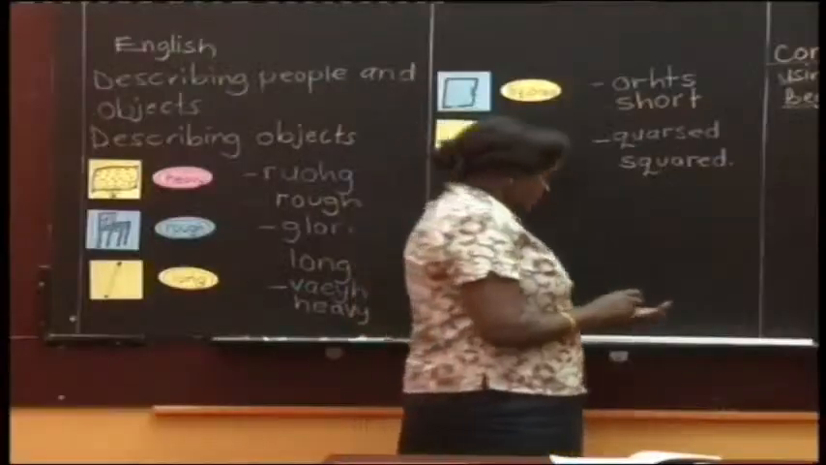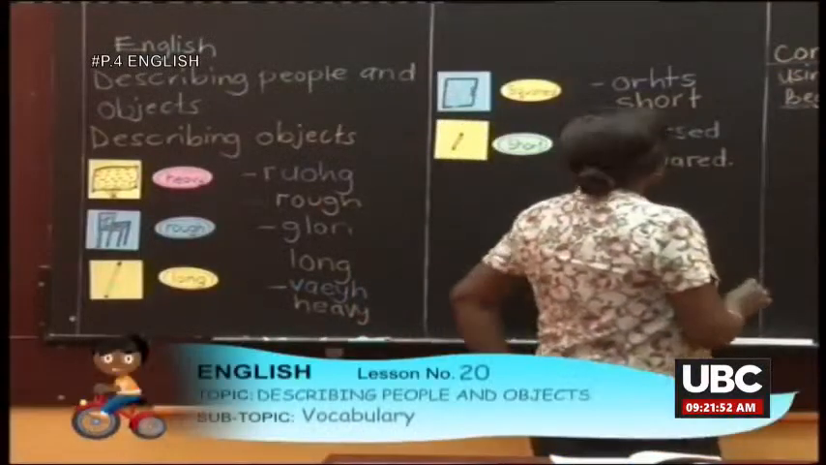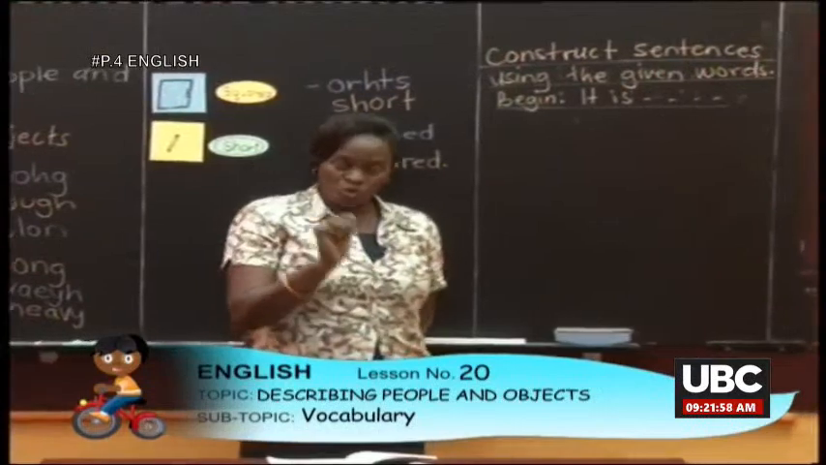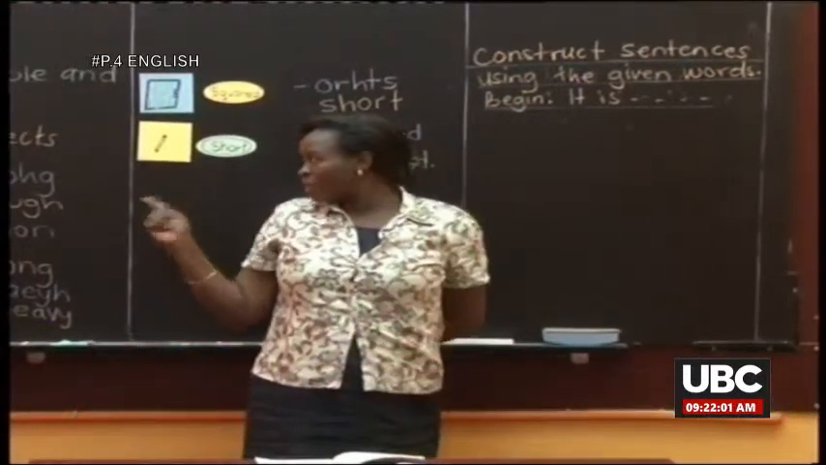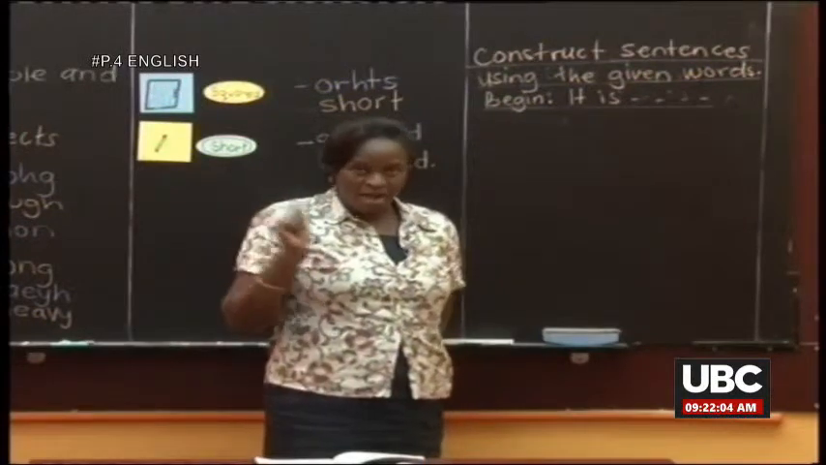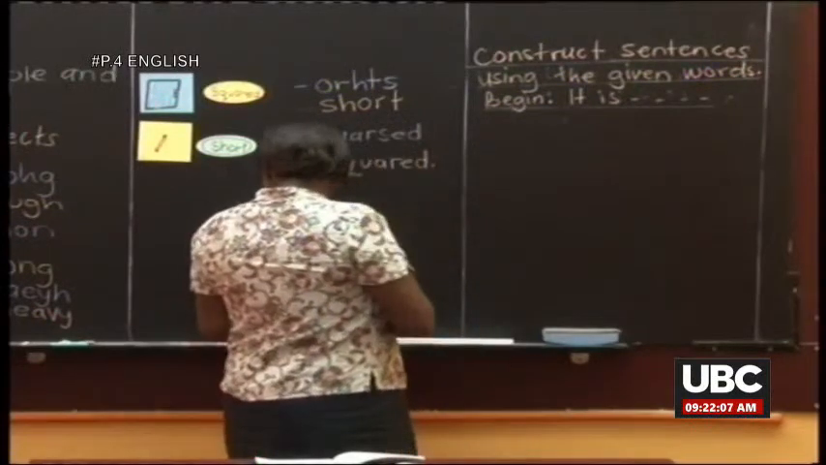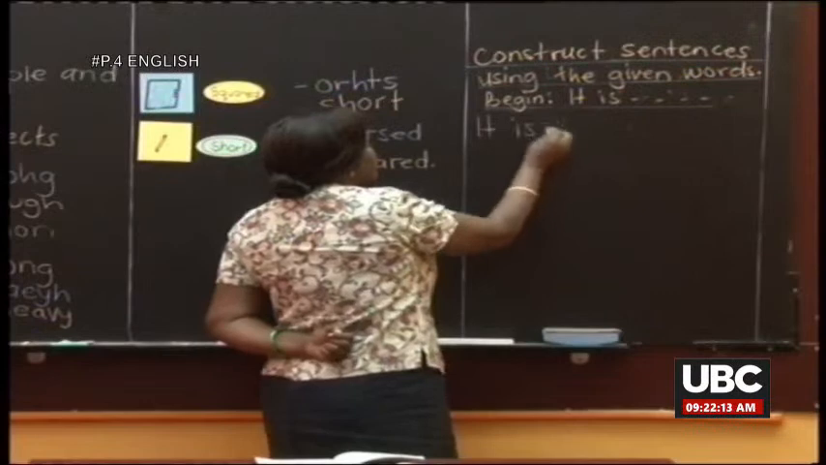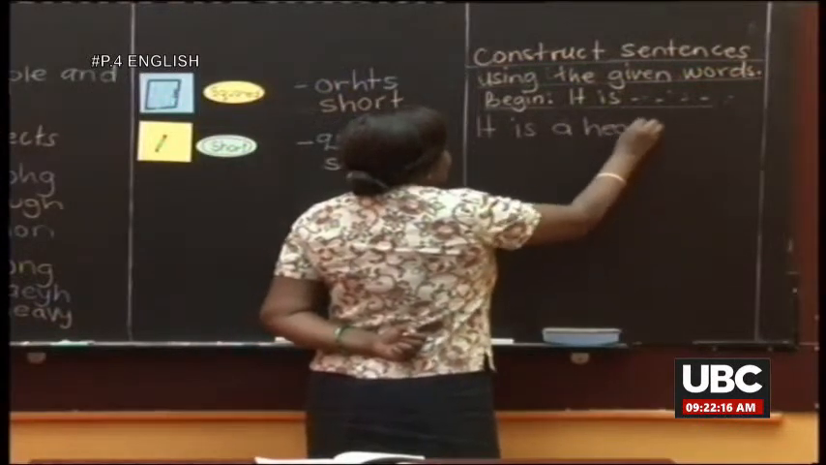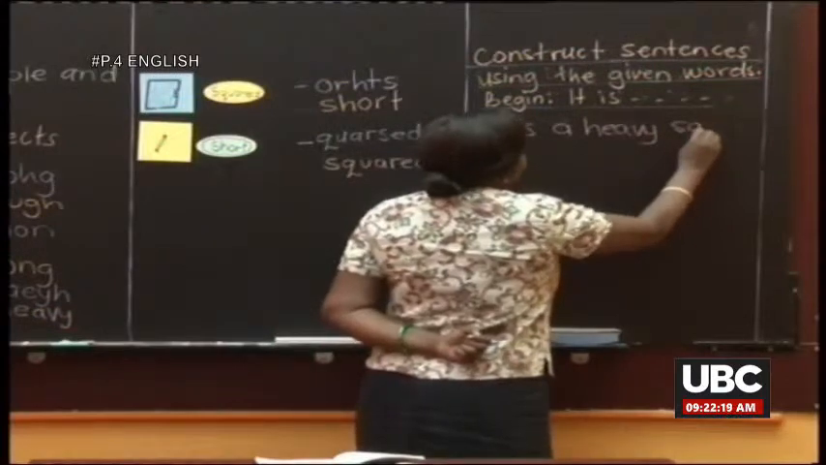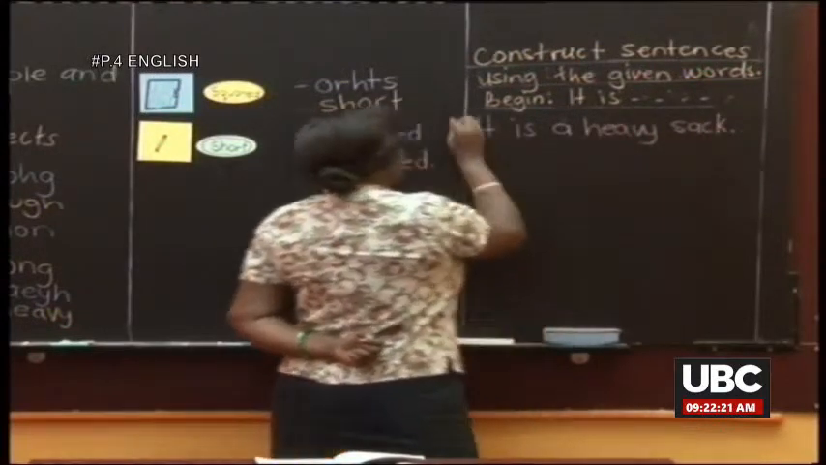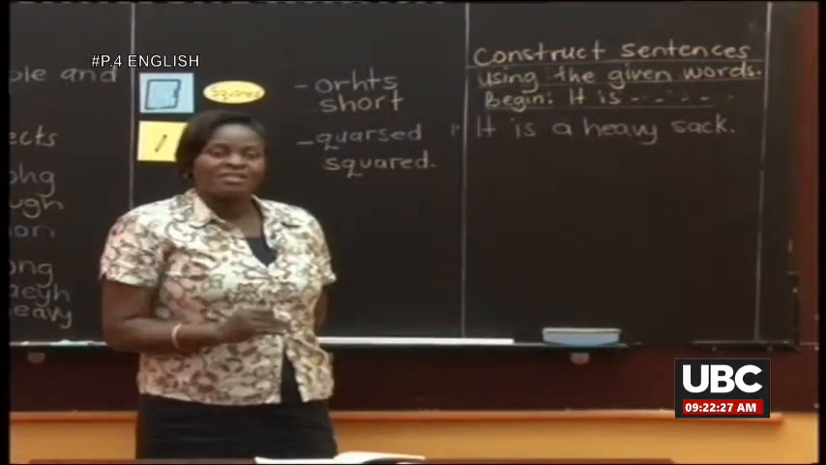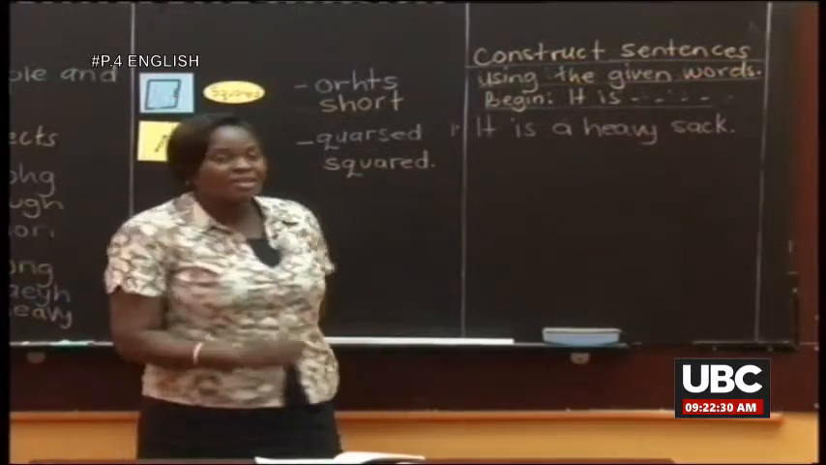So let's go to our sentences. Our sentence number 1 is going to begin with, we are going to construct our sentences following our pictures and also our adjective word. And we shall say, it is a heavy sack. From our first word, we shall say that it is a heavy sack. Maybe you can even say it is a very heavy sack for her.